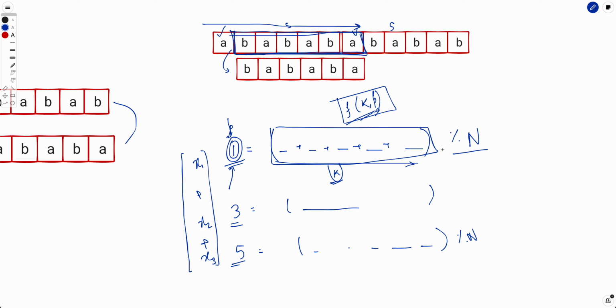So I would strongly encourage you to try coding this entire thing by yourself and get it submitted as well. I will link the code that I have done in the description down below, so that you can refer to it if you want. But again, I would encourage you to code this entire thing by yourself.